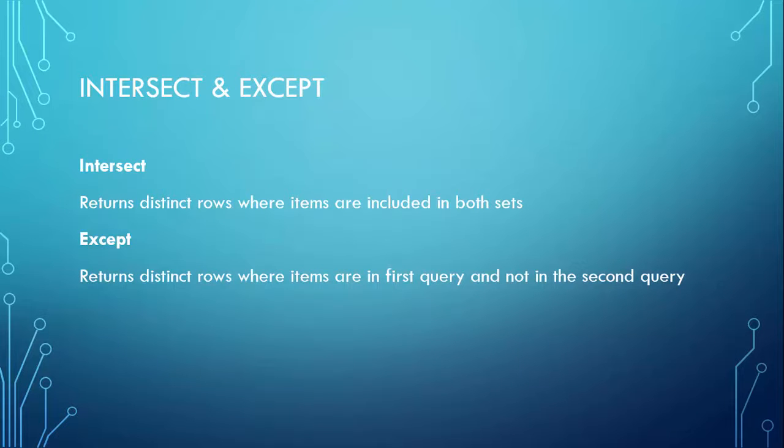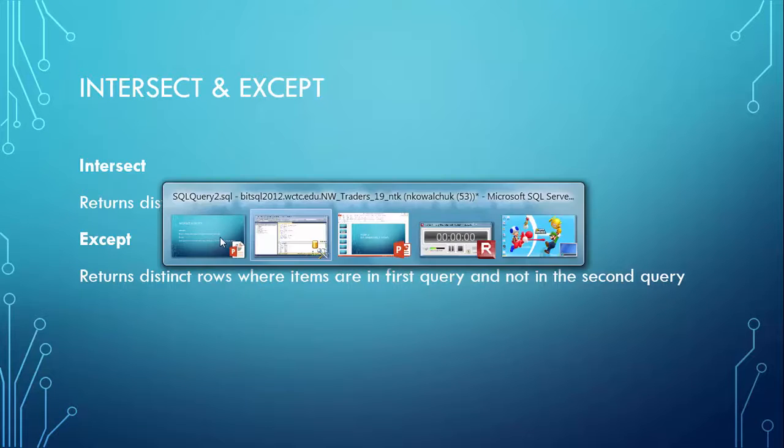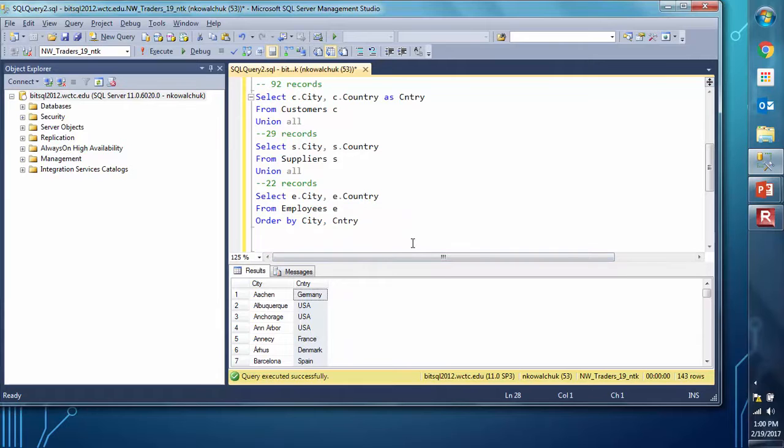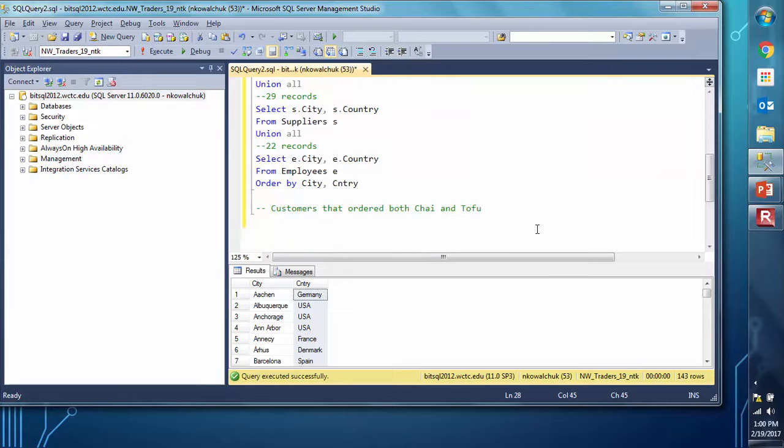Okay, so intersect and except. Intersect returns the distinct rows that are in both sets of data, and except returns the ones in the first query that are not in the second. So let's do a different example for this. Let's do customers that ordered both chai and tofu. If I want to know what customers are ordering both of those products, I can do that.